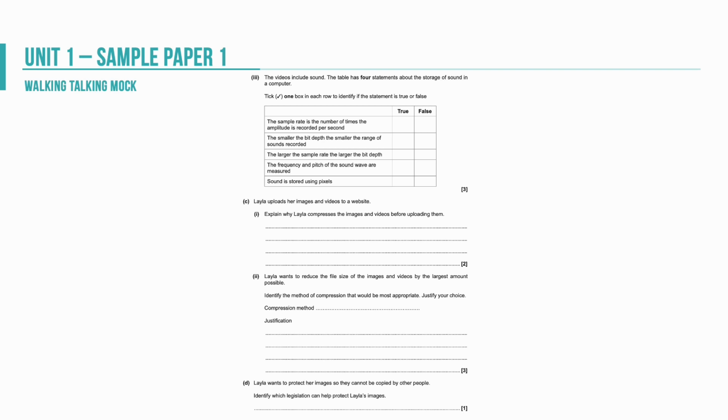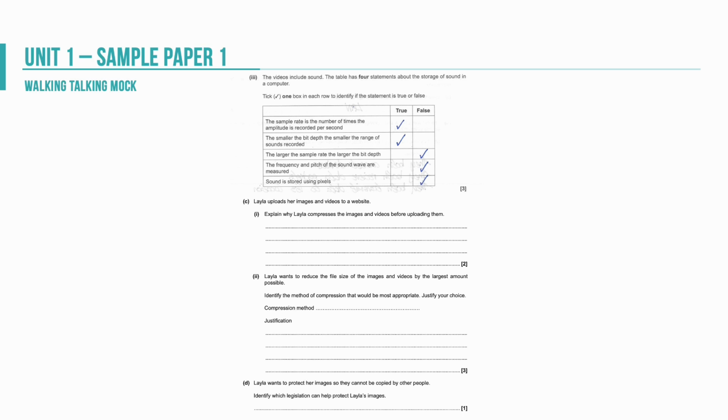So sample rate is the number of times the amplitude is recorded per second. The smaller the bit depth, the smaller the range of sounds recorded. The larger the sample rate, the larger the bit depth. The frequency and pitch of the sound wave are measured, and that sound is stored using. Those are the answers there.